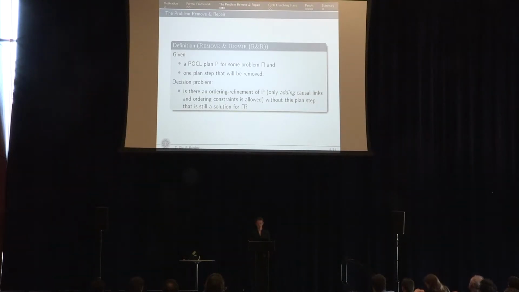So we are given a POCL plan for some planning problem and one plan step which we want to remove. Now the question is: is it possible to make this plan without the plan step? Is there an ordering refinement of this plan without this plan step that is still a solution? By this we mean that we are allowed to add ordering constraints and causal links, but we are not allowed to delete any. So we want to repair this plan.